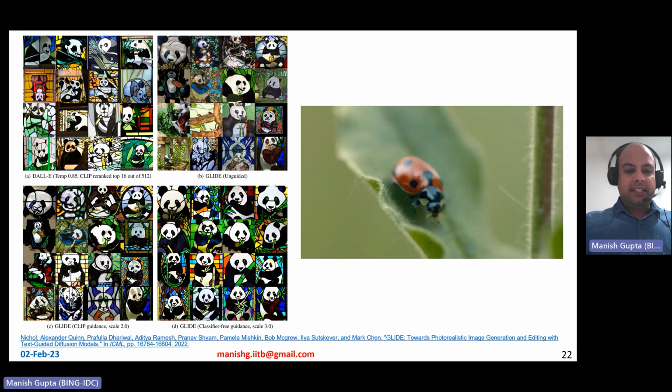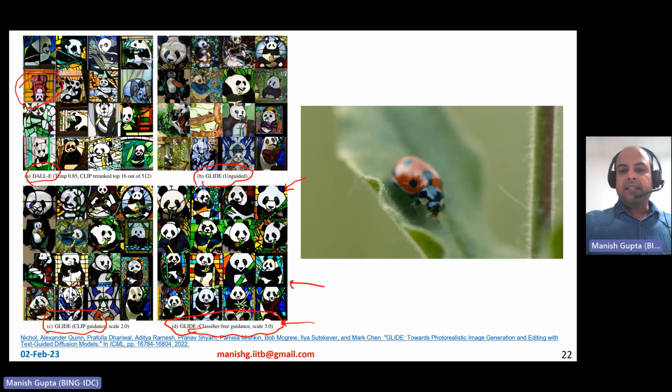These are images generated by various models: DALL-E, then this is GLIDE, which is unguided, this is GLIDE with CLIP guidance, and this is GLIDE with classifier-free guidance with a scale of 3. As you observe, clearly the images that you see here are much more relevant. And these are images for a glass painting of a panda and so on. On DALL-E, the image is not that relevant, while the GLIDE images are very relevant and very sharp.